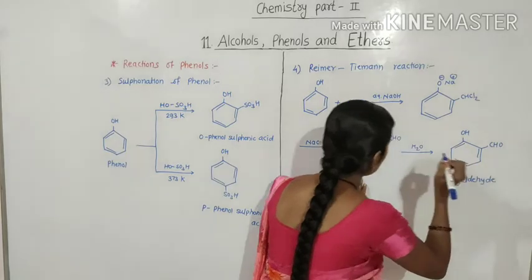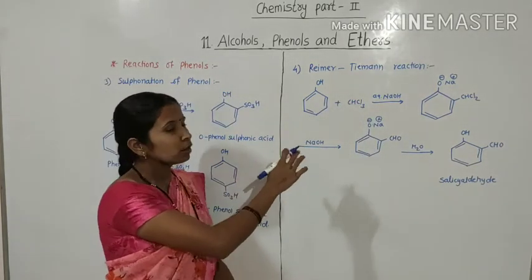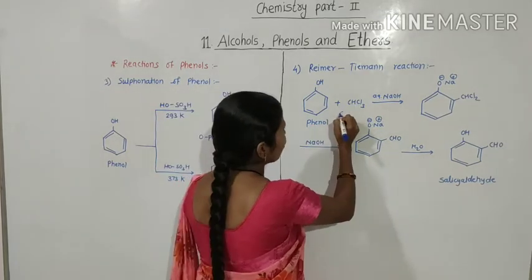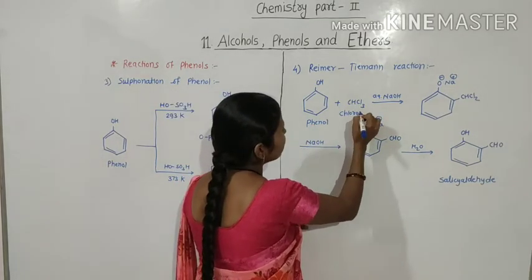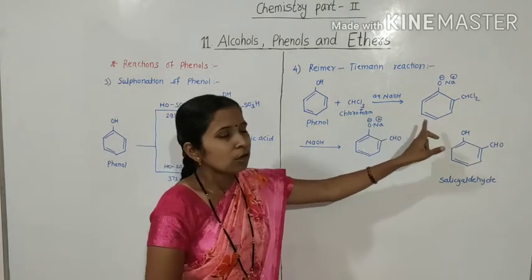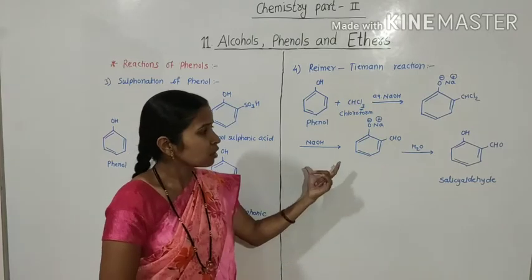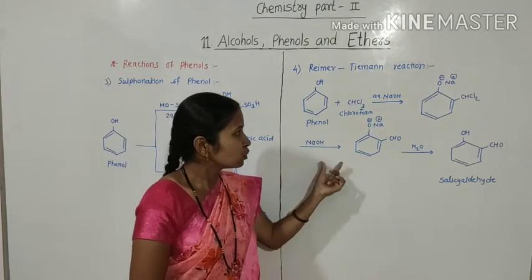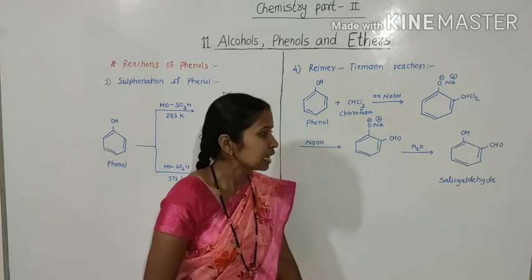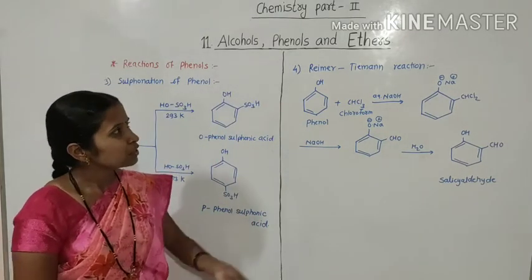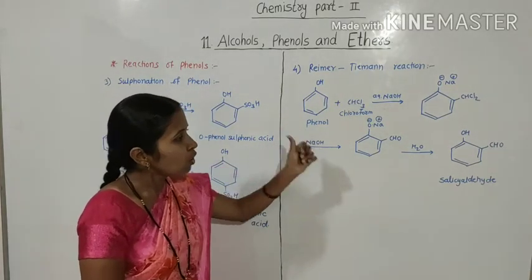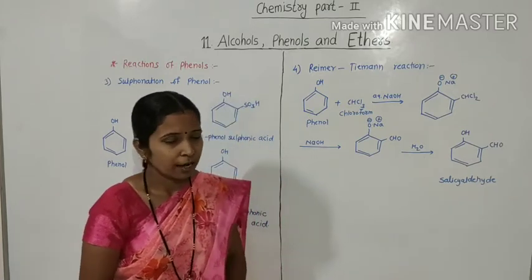Let's see the reaction. Here phenol reacts with chloroform in aqueous solution to form an intermediate, and this undergoes reaction with NaOH to form another intermediate, and on hydrolysis gives salicylaldehyde. Means in Reimer-Tiemann reaction, from phenol we get salicylaldehyde.